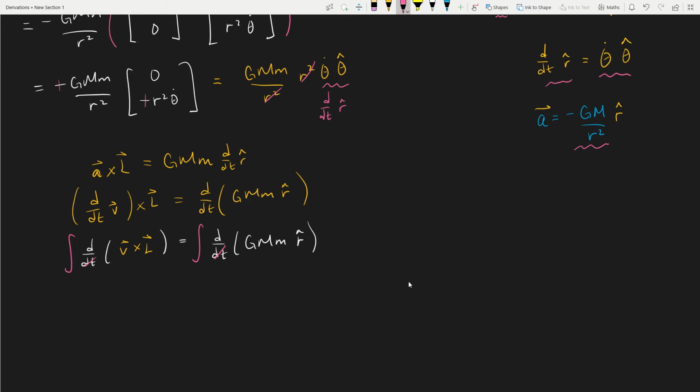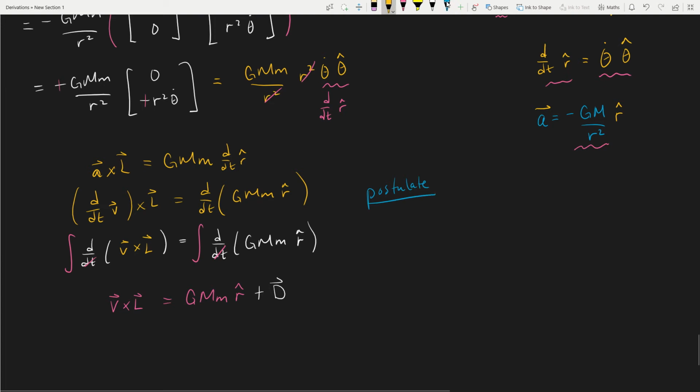So this indefinite integral becomes v cross L. V cross L is equal to GMm in the r hat direction plus some arbitrary vector we're going to call d. I think d is the standard way to write this. And we have to make one further argument, and this is one that I don't fully understand where it comes from, but it is, you might call it a postulate. It's an assumption, is what it is.